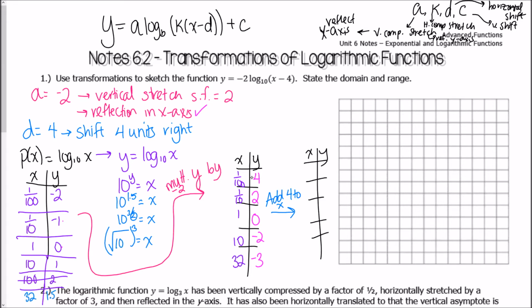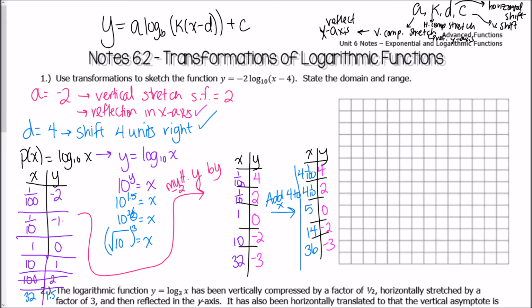I end up getting 4 plus 1/100 is 4 and 1/100th. 4 plus 1/10 is 4 and 1/10. Okay. 1 plus 4 is 5. 10 plus 4 is 14. And 32 plus 4 is 36. And then I'm just going to copy down the y values that I have. And I can put a check next to this because I've done this right here.